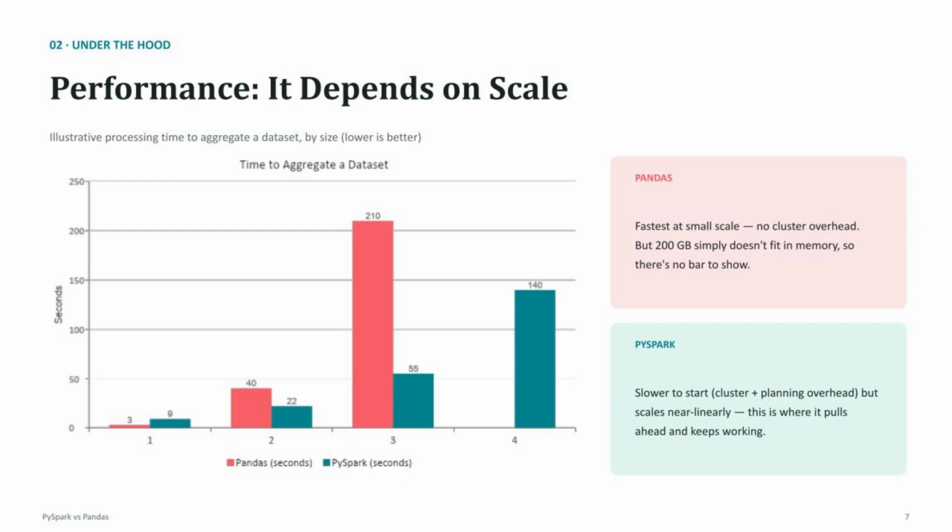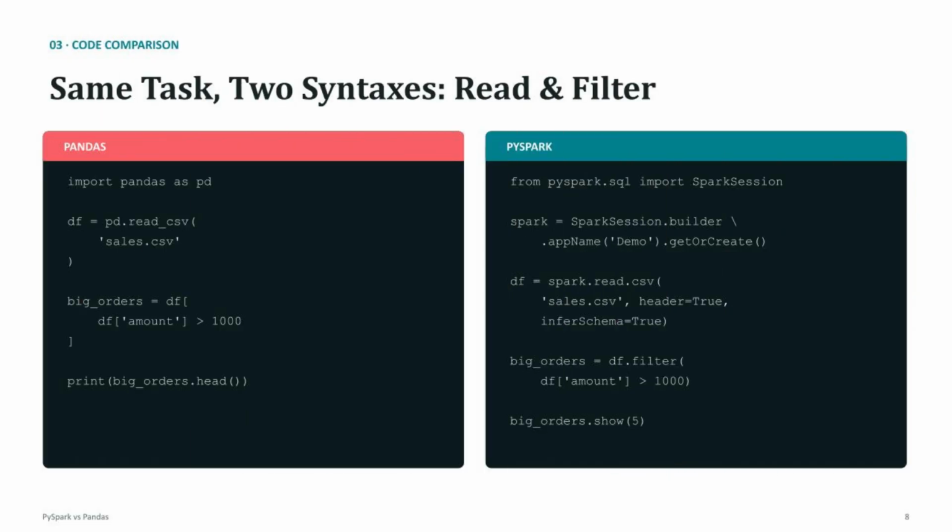And at 200 gigabytes, notice there's no bar for Pandas at all. That's not a mistake. On most machines, a dataset that size simply won't fit in memory, so there's no number to show. PySpark, meanwhile, handles it in about 2.5 minutes. The takeaway: it's not that one tool is faster than the other in general, it's about where your data falls on this curve.